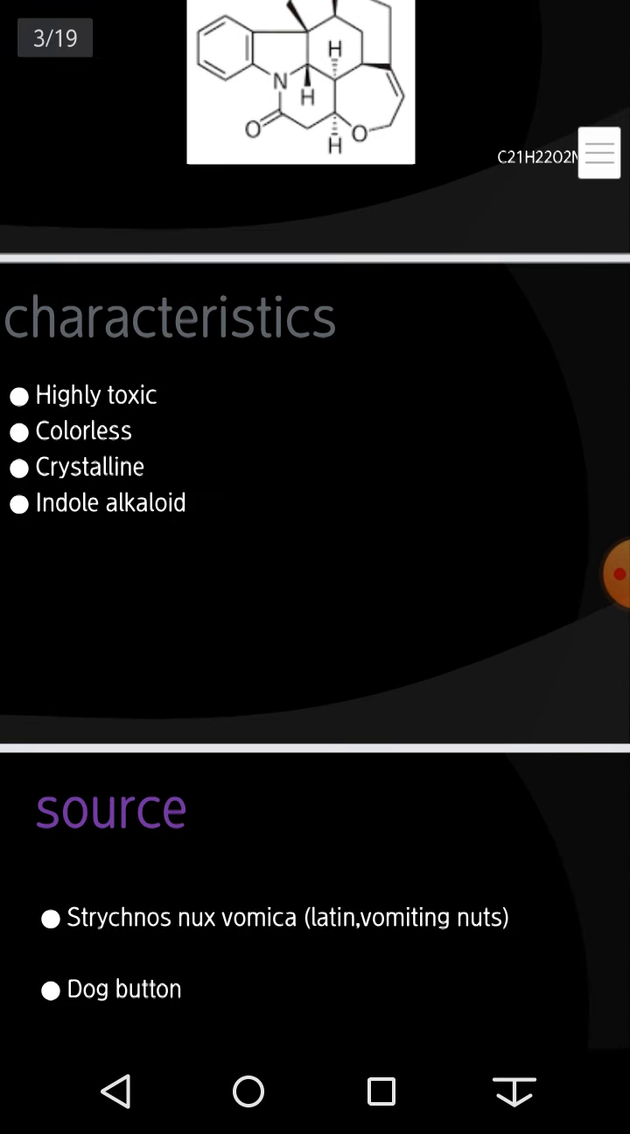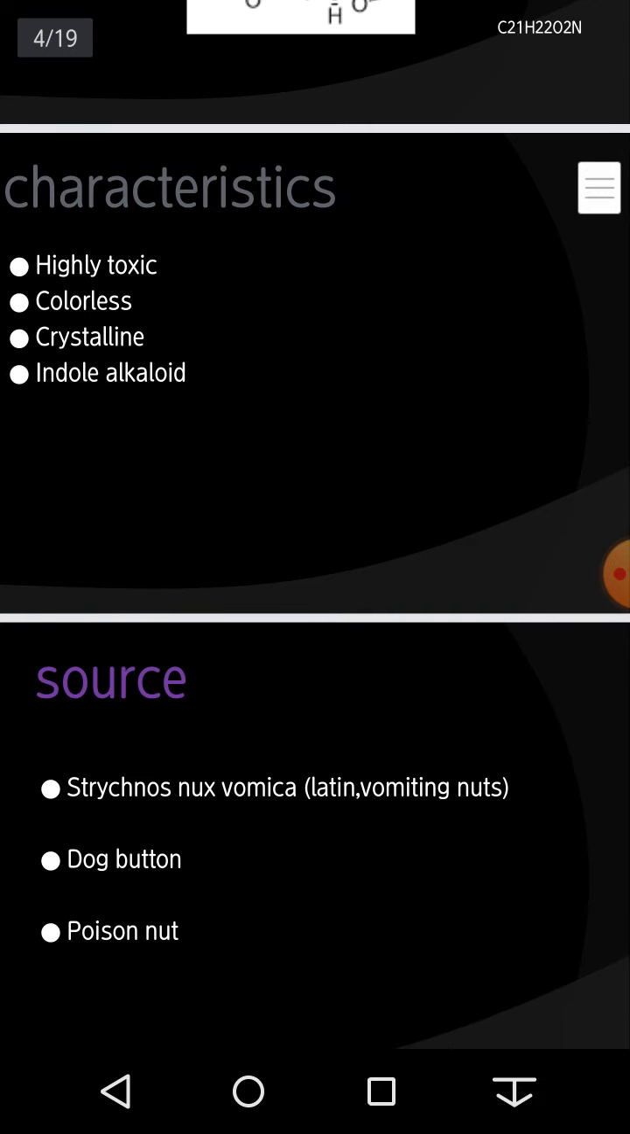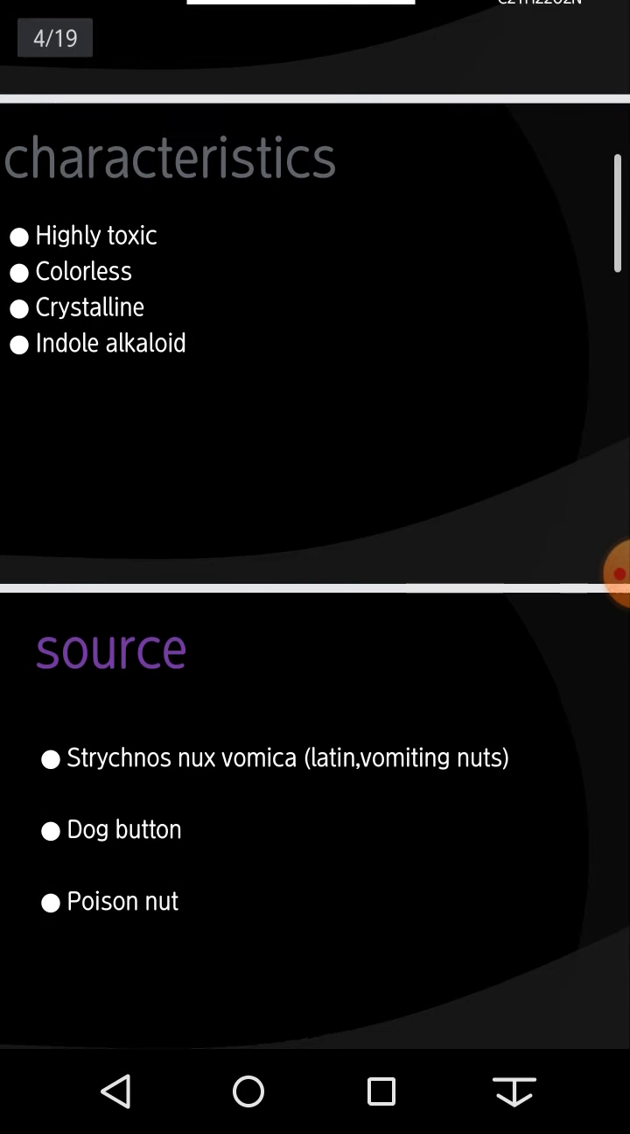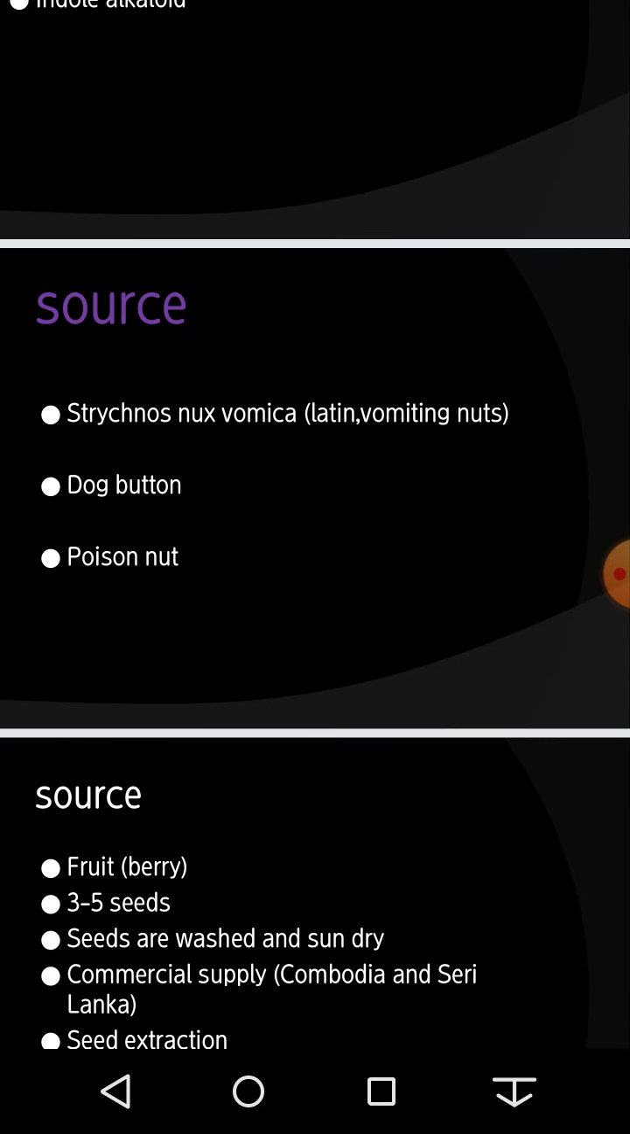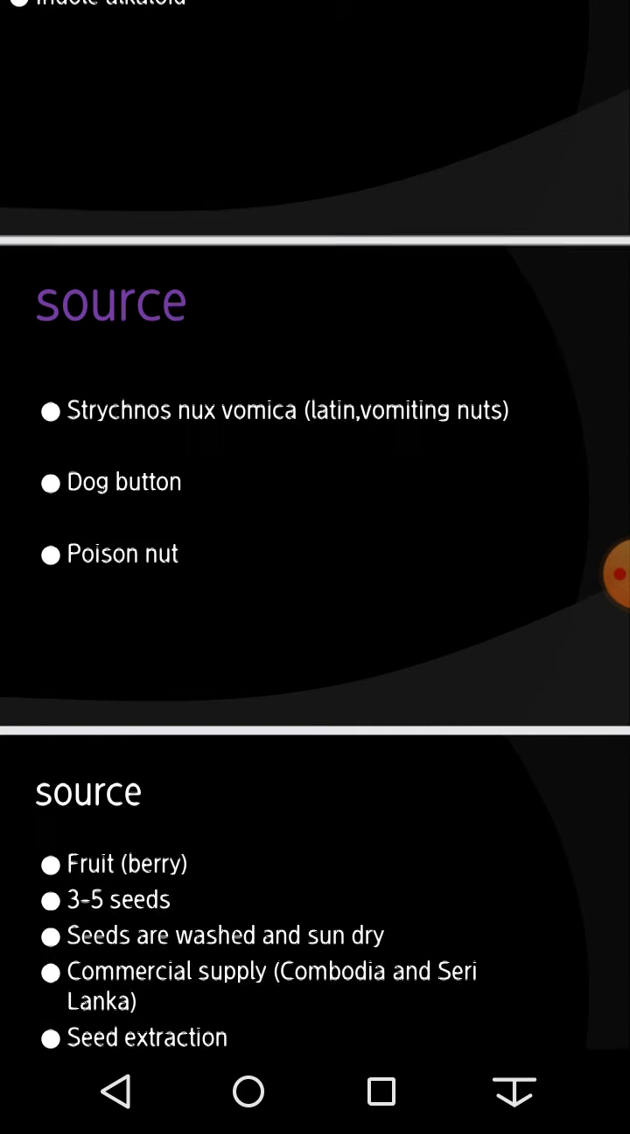Now characteristics of strychnine. Strychnine is a highly toxic, colorless, crystalline indole alkaloid. Source: Strychnos nux-vomica, Latin for vomiting nut. Strychnos nux-vomica is basically a plant, so it is a plant-based drug. It is also known as dog button and poison nut. Actually, strychnine is obtained from the seeds. So the seeds are called dog button and poison nut.